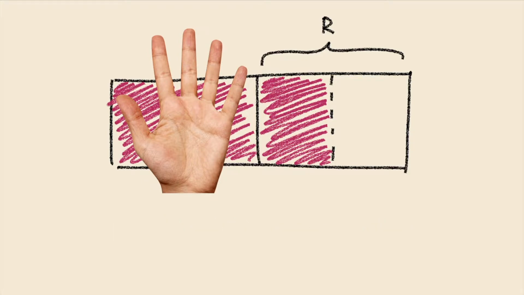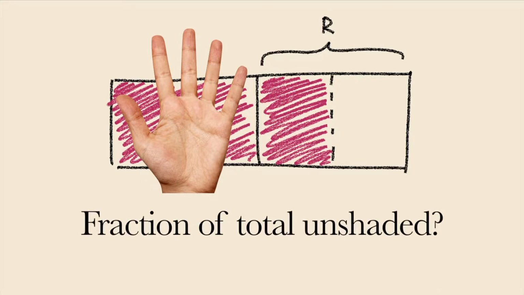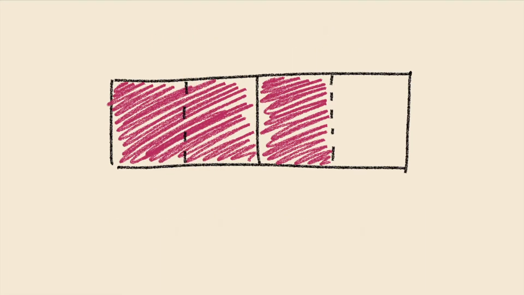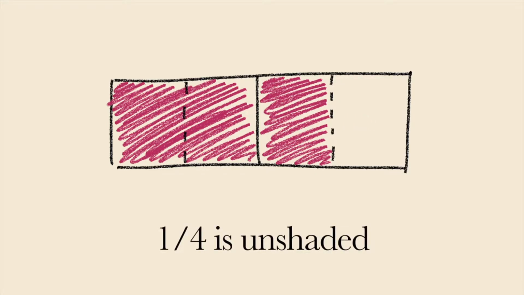Question. What fraction of the total is unshaded? Well, looking at this part here, the unshaded part looks like it's half, right? But that's only half of the remainder, not the total. To consider the total, we have to look at the entire block and understand here that the fraction unshaded is actually not half, it is actually 1/4 that is unshaded.